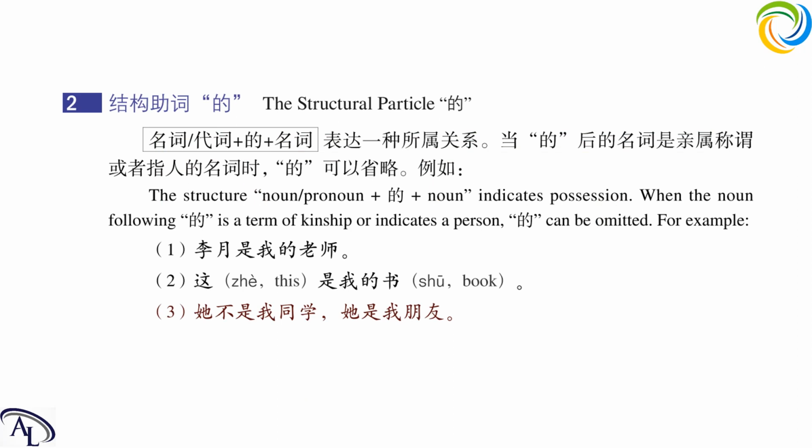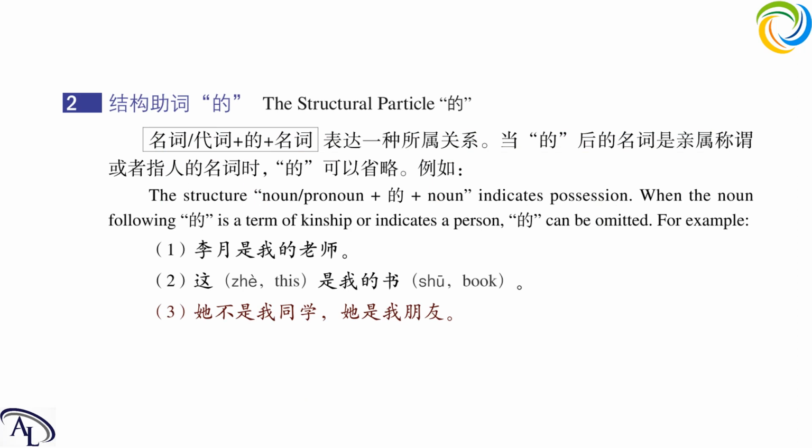Now let's see. First one. 李月是我的老师. So let's just ignore 李月是 and just see 我的老师. In this sentence, 我 is the pronoun, right? 我的 means my. And 老师 means teacher. So 我的老师 means my teacher. So 李月是我的老师 means 李月 is my teacher. Next one. 这是我的书. 书 we just learned. It means book. 我的书 means my book.